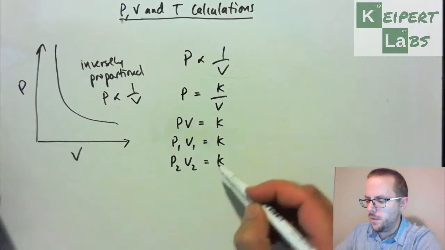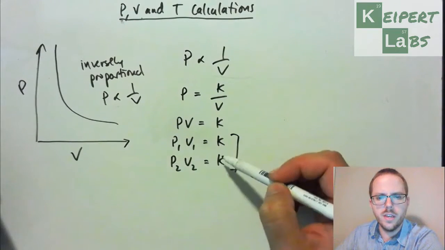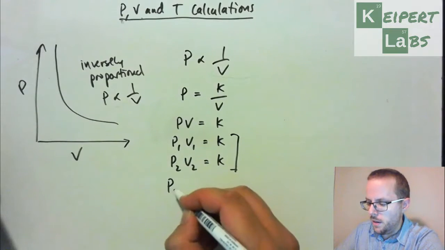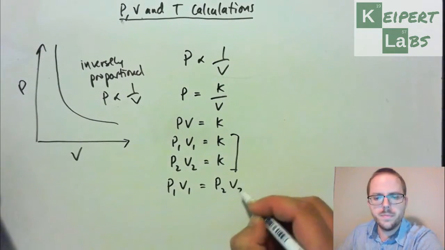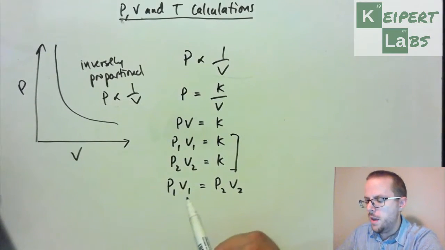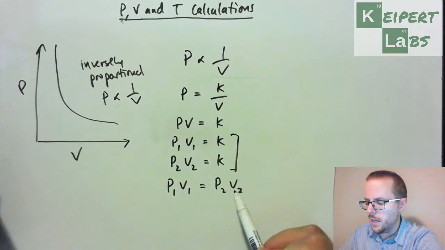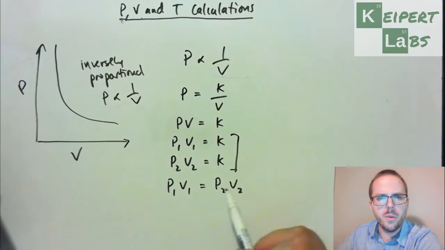But let's look at this pair here and say that if both of these things are equal to this constant number, then we can take the leap and say that those conditions are equal to each other. That is saying that for this gas at this temperature, any pressure and volume that I have multiplied together will be the same as any other. It doesn't matter what these numbers are. Once I multiply them together, they will equal these two numbers multiplied together.